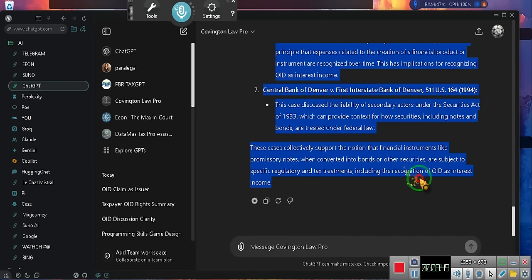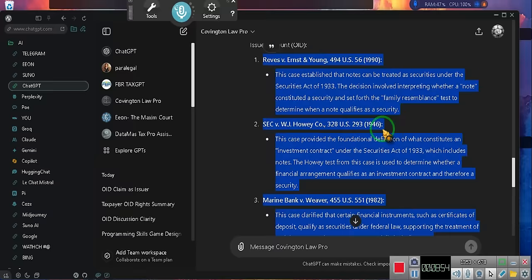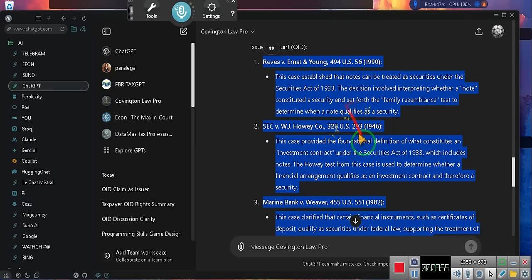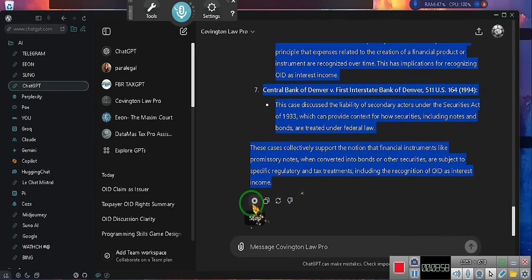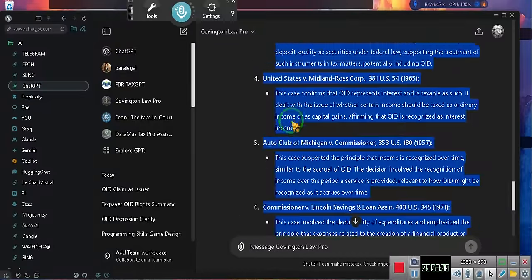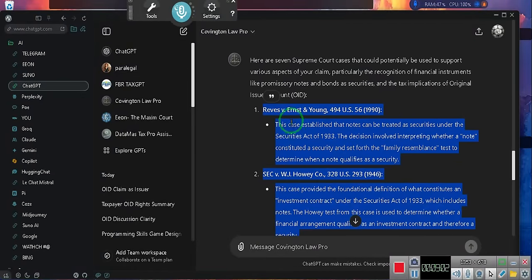1. Reeves v. Ernst & Young, 494 U.S. 56, 1990. Let me explain the Ernst & Young case. This case established that notes can be treated as securities under the securities... Hold on. No. Pay attention. Not under the Securities Act. The Securities Act of 1933, but not the Securities and Exchange Act.